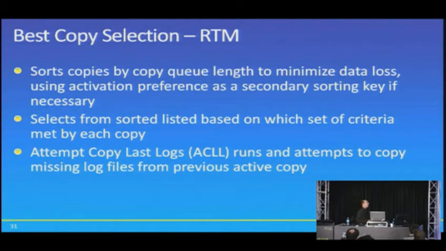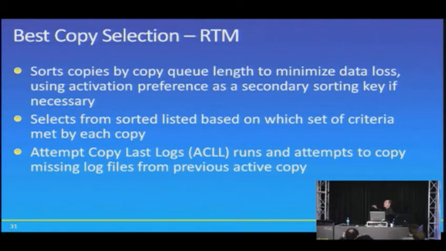So in RTM, a failure occurs. Okay, so the first thing that Active Manager does is it looks at all of the available copies that it can activate. Okay, and it sorts those available copies by their copy queue length, by how many log files have not been copied over to that passive copy. Okay, the lower the copy queue length, the less data that's missing, so the higher we go in the list. Obviously, you want to activate something that's missing a little data before you try to activate something that's missing a lot of data.